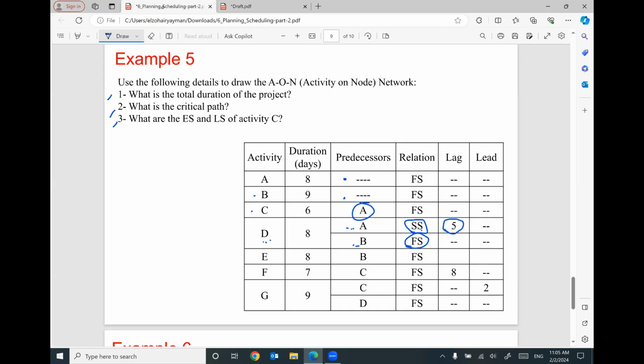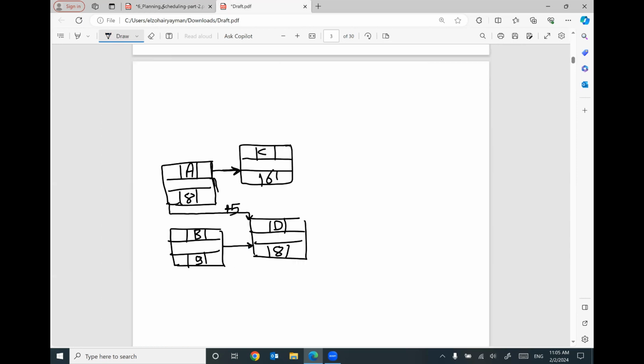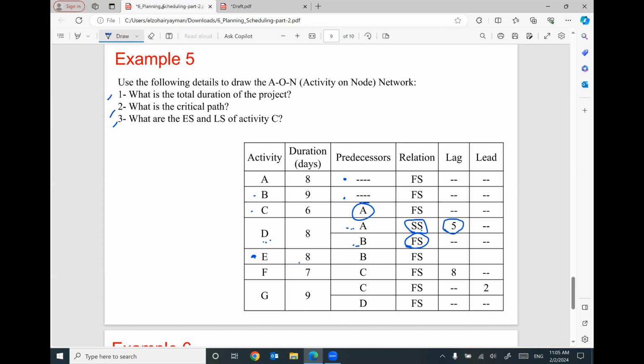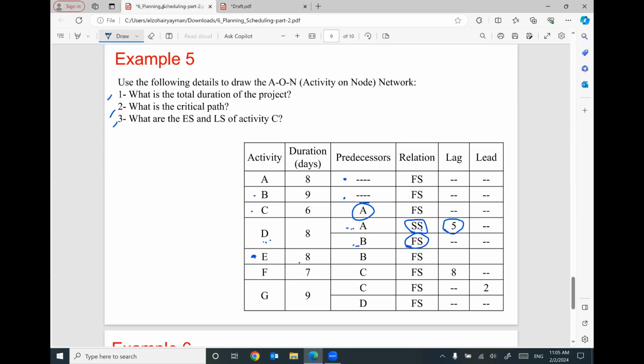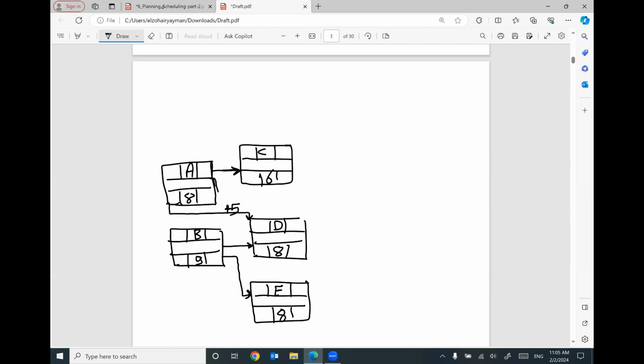The next one is E. E has a predecessor B, so I can put E here, with the duration equal to 8. And the relationship between B and E is finish to start. F has a predecessor C. So I can put F here.